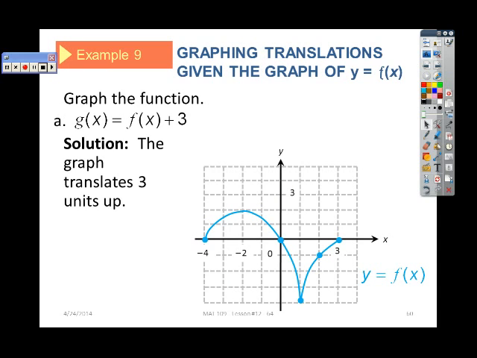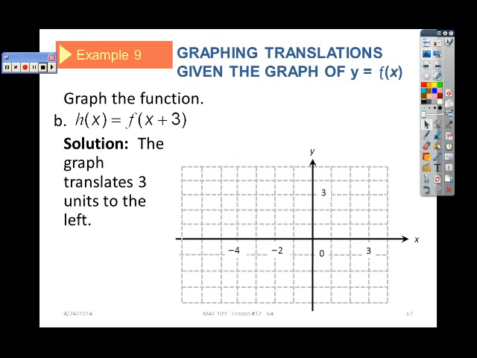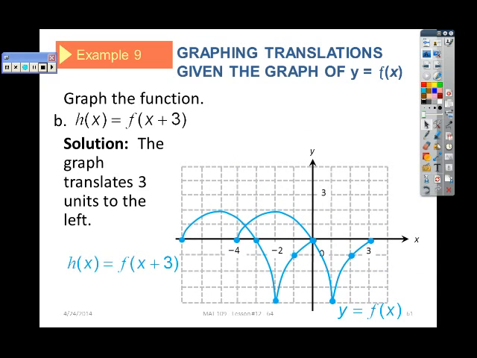No matter what the shape is, that's a translation upward. Whatever shape it is, just move it up. That's going to be a translation to the left. Doesn't change the shape, just moves it to the left.